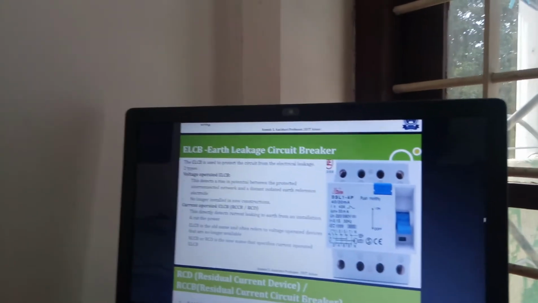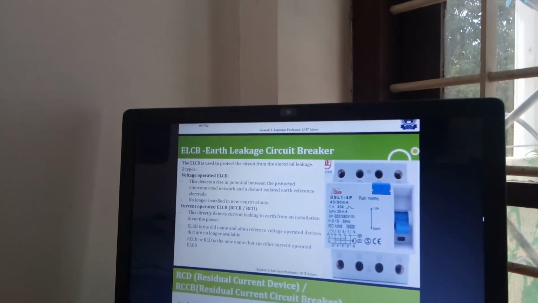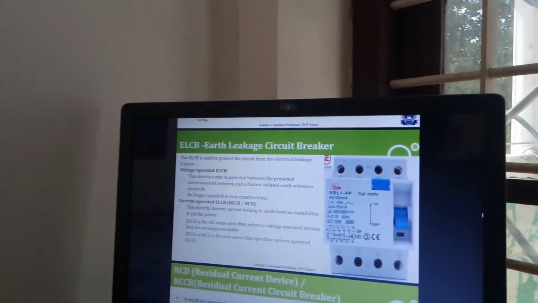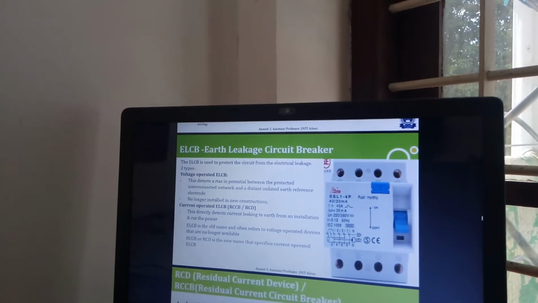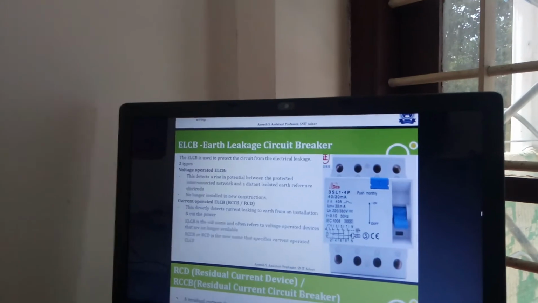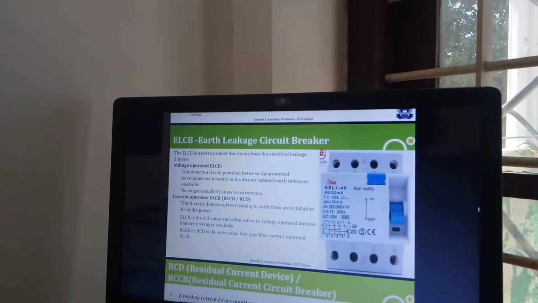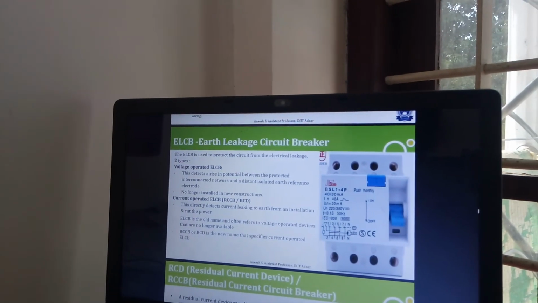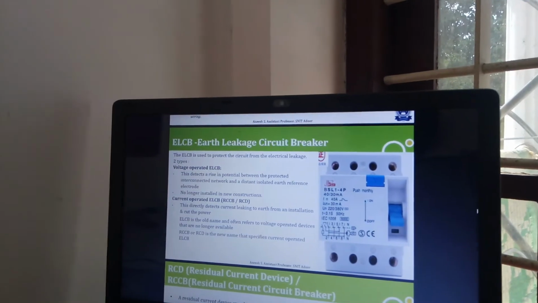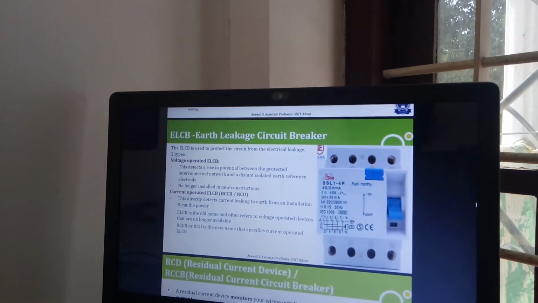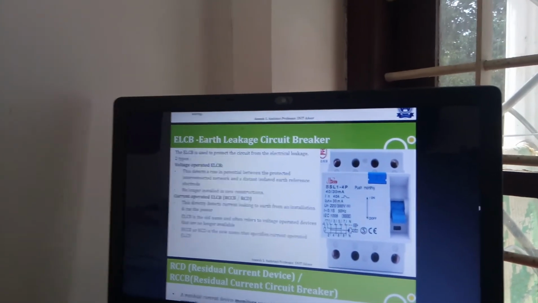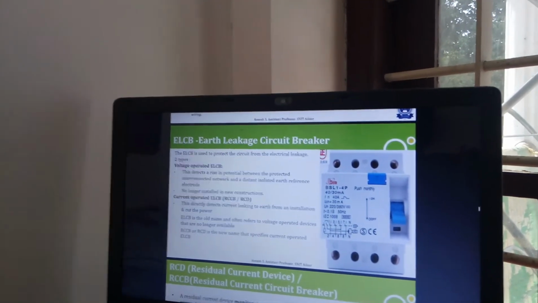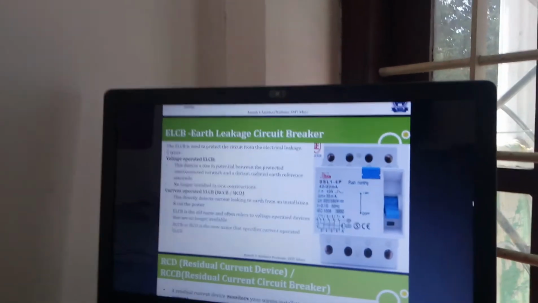The current operated one is currently used and that is currently known as ELCB, or similarly it is similar to RCCB and RCD. It detects the earth leakage, that is the current leaking to the earth from its installation, and cuts the power. ELCB is its old name. Now it is available in the form of RCCB or RCD, that is a new form, but the function remains the same.